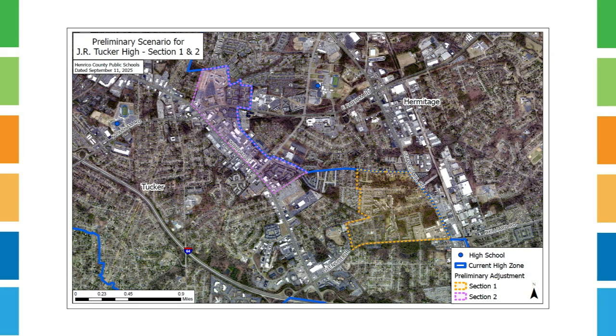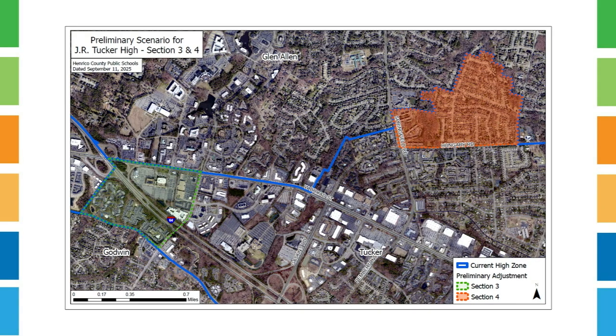This is an aerial image of the neighborhoods in Section 1 and 2 for this scenario. This is an aerial image of the neighborhoods in Sections 3 and 4.